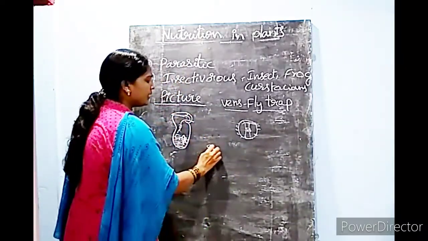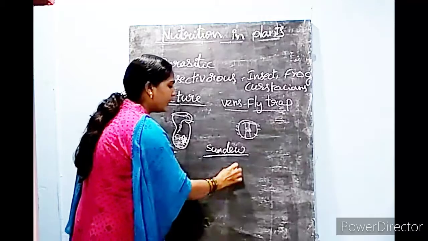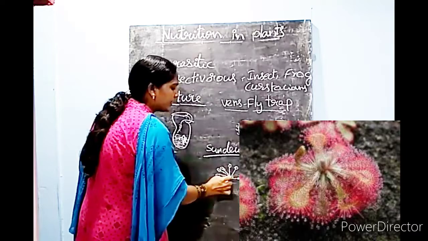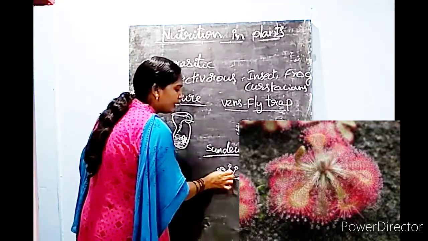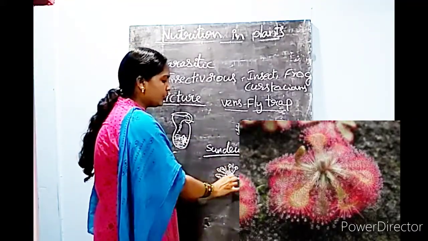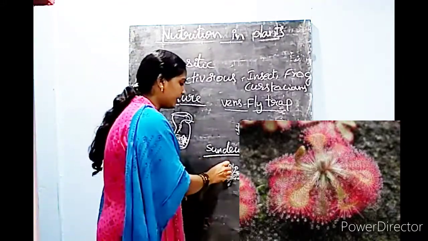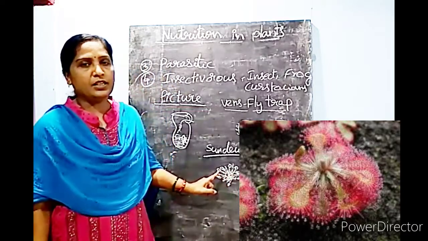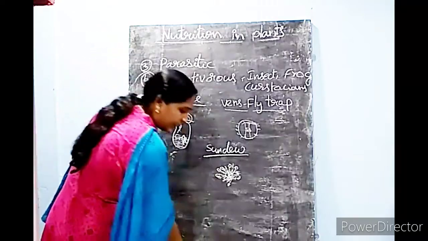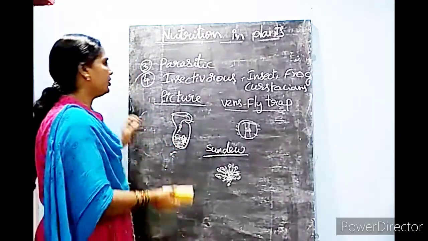And the other example is the sundew plant. Even the sundew plant has hair-like structures like this, like how a dandelion flower looks. Between these hair-like structures, a sticky liquid juice is present. So whenever any insect comes, it gets stuck to this sticky juice and later gets digested by the plant. So understood, children? There are different types of plants in heterotrophic nutrition.